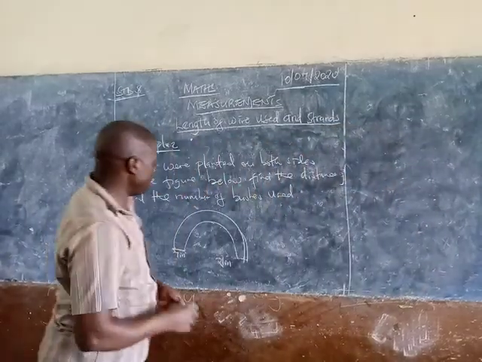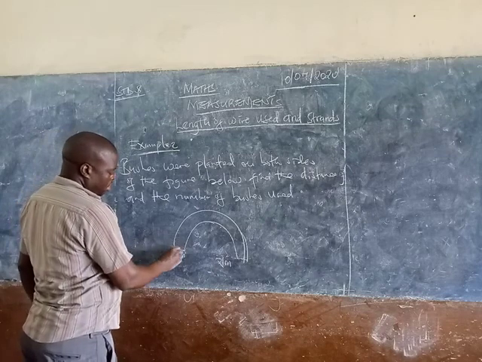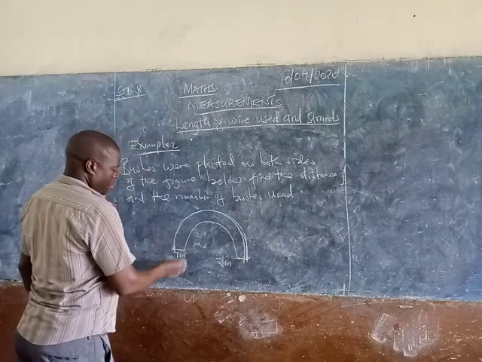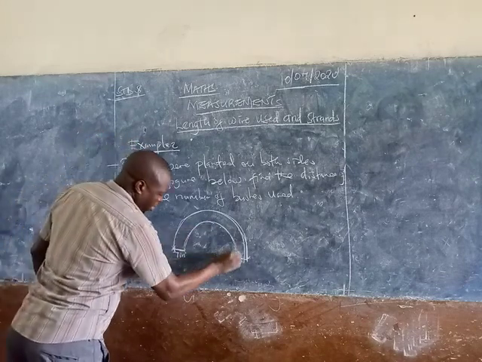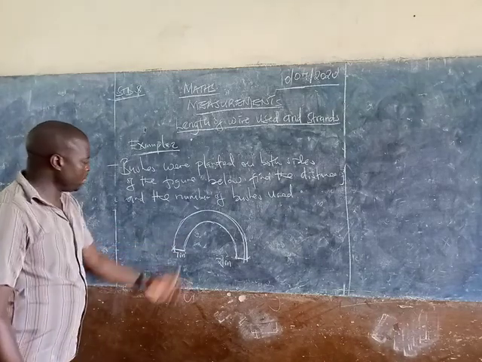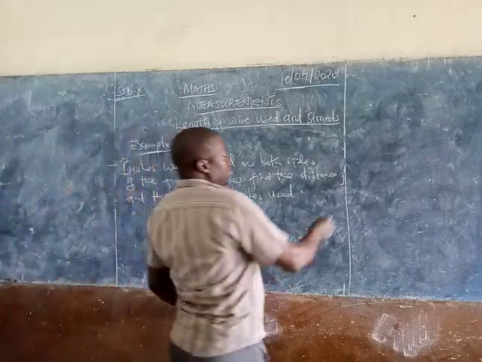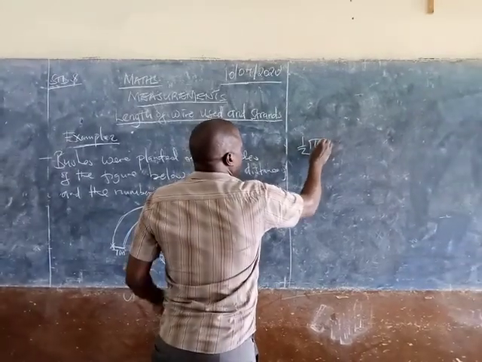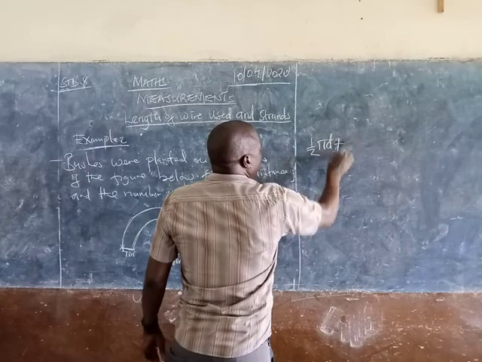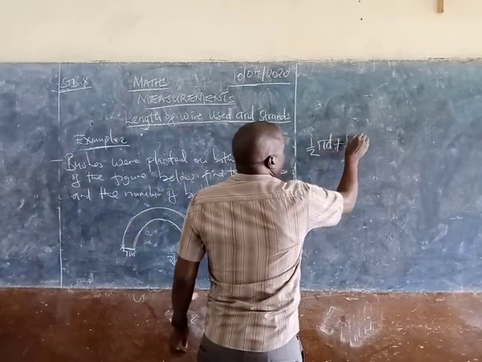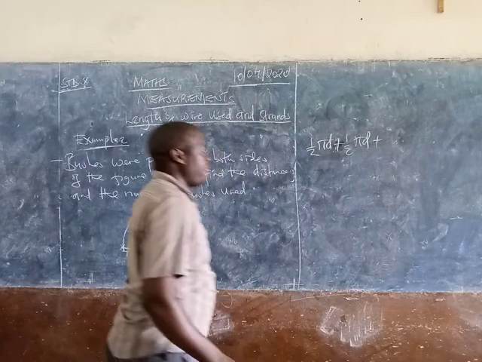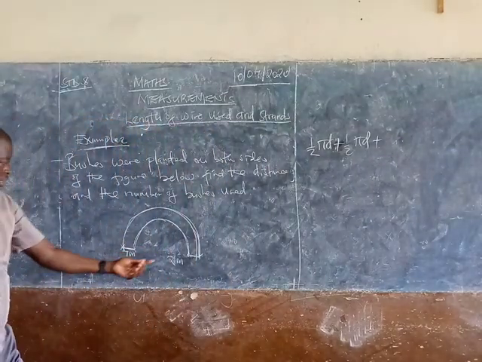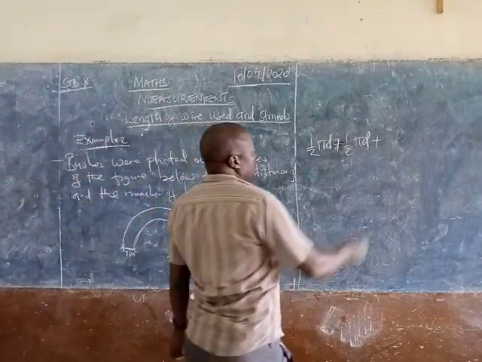We have the bigger semicircle, from there all the way up to there. We have this distance, then we have this semicircle again. We can't combine the two semicircles, we work them out separately. So the first semicircle, the bigger one, we are going to say half, that is half of pi d, then plus another half of pi d. Then we have this distance and this distance, that is 7 plus 14.